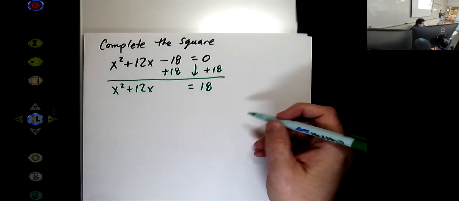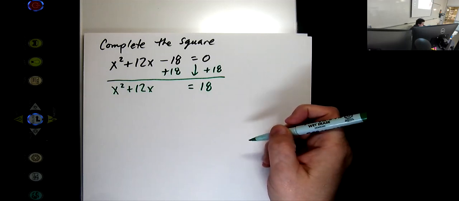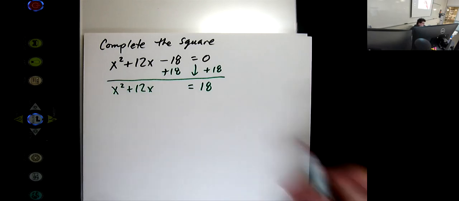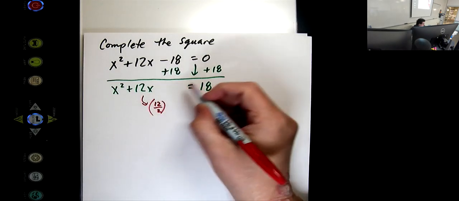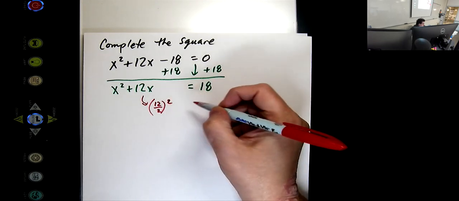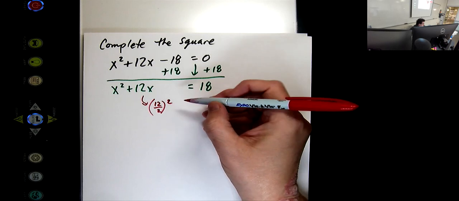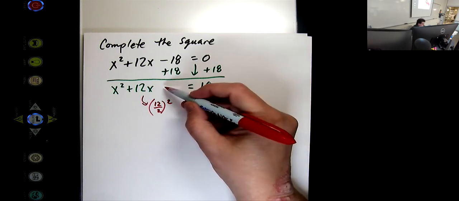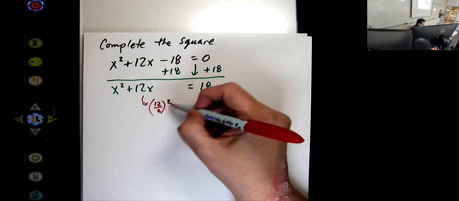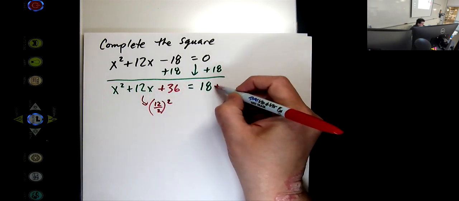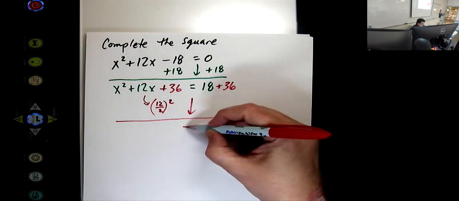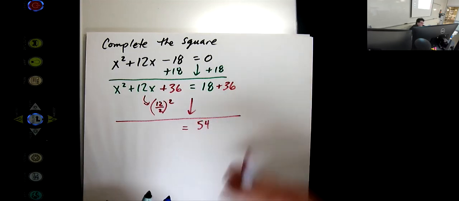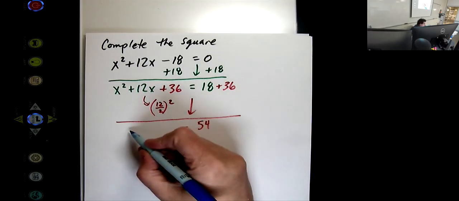Now what? 12 divided by 2, and then what? And do what with it? Okay, so 12 divided by 2 is 6. 6 squared is 36. If I do that, I gotta add it over here as well. That's gonna be 54 over there. What's the left side become?